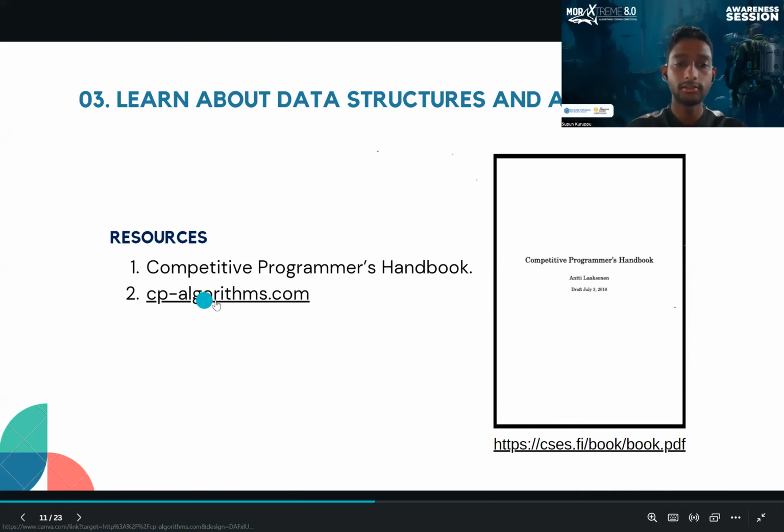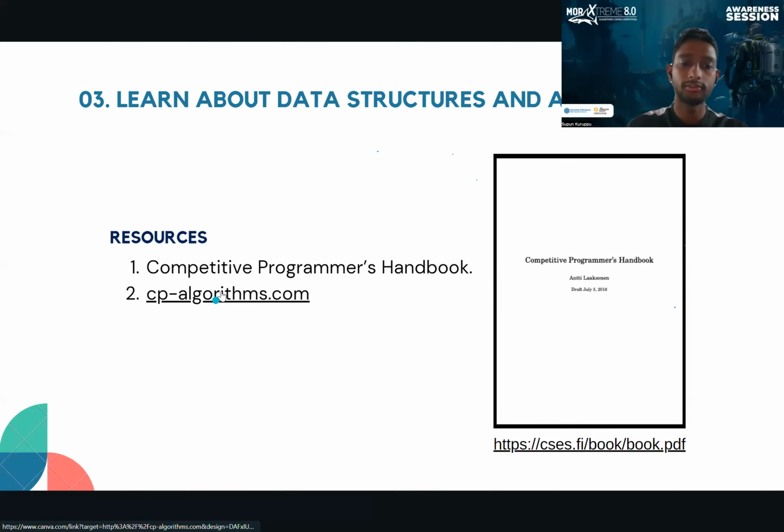And the other one is cpalgorithms.com. This is also a very good website that you can use to learn algorithms. And how I would suggest using these two resources is, first you use this Competitive Programmer's Handbook to learn about the algorithm. Let's say you want to learn an algorithm. You first use the handbook to learn about it, and then you try to implement it.